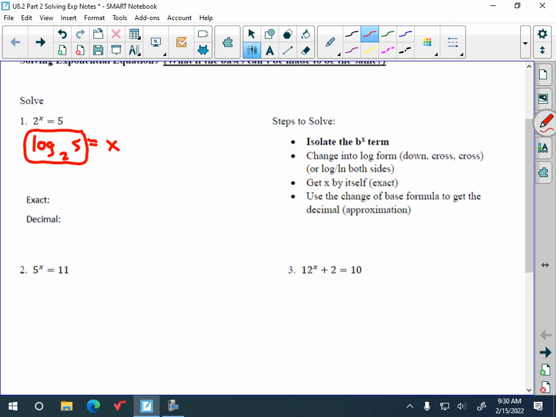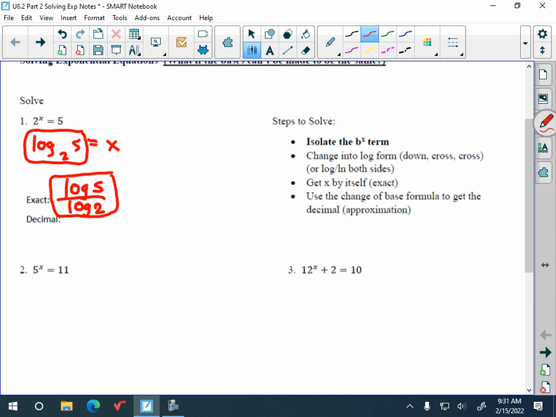But what we're going to do is use the change of base formula because most calculators can't do that. And so the change of base formula would be log 5 over log 2. All right, so this is our exact answer. I know it looks weird, but that is the answer for x. If we raise 2 to this power, it's going to equal 5.